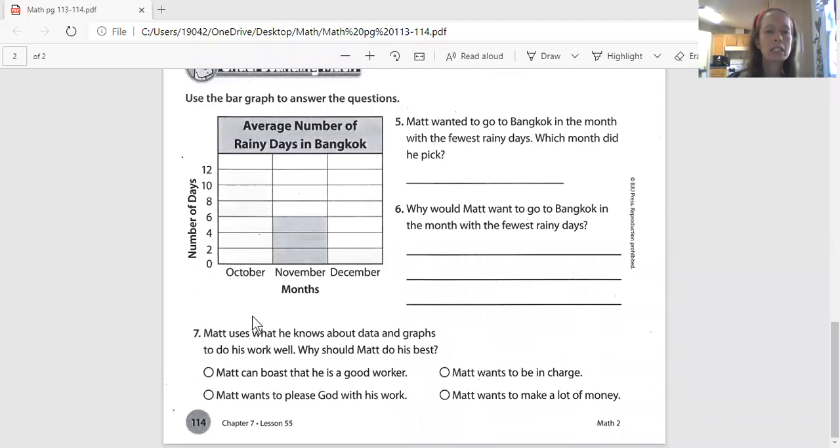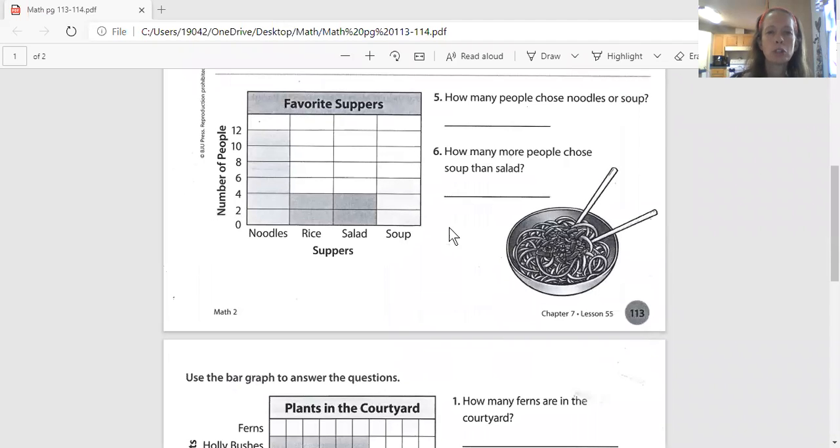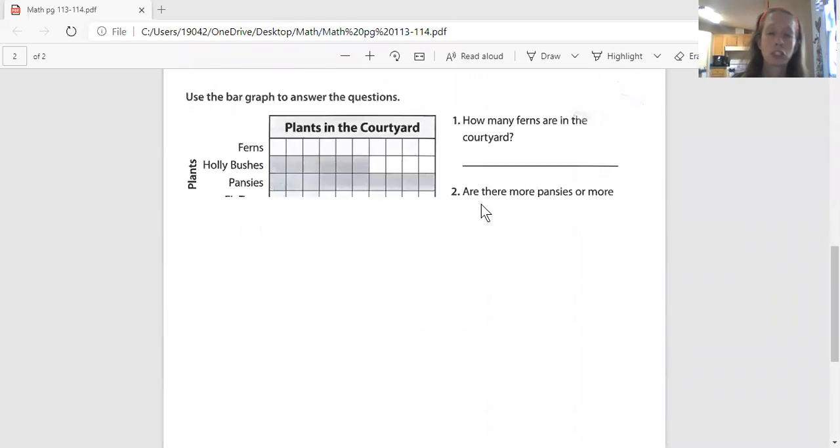This is page, it's on here. There it is. Math page 114. You can see it down in the bottom here. We've already done page 113. This is where we did the favorite suppers with the noodles and rice. And actually, this one was on Wednesday of last week. So this was a long time ago that we've done this, but we haven't done the back page yet.